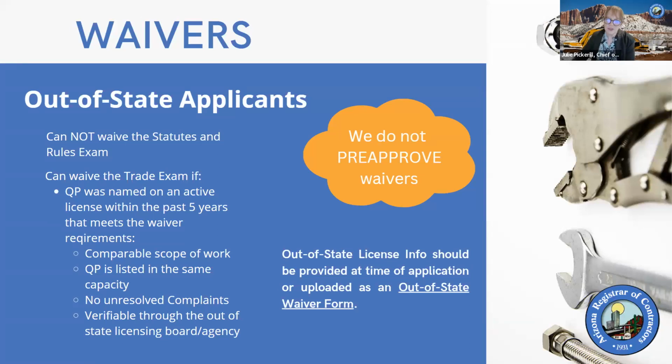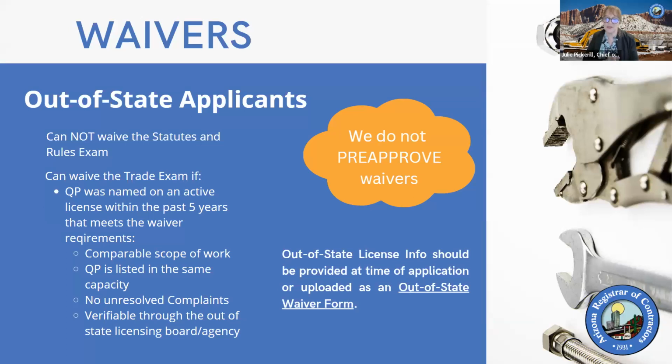Then in terms of the trade exam, if you've been on a license in another state in the last 5 years and you were, or the QP was, so the QP has to be the same. The QP in the other state and the QP on your license where you're applying here, that qualifying party, we may be able to waive the trade exam, as I said, but we do not pre-approve those waivers.